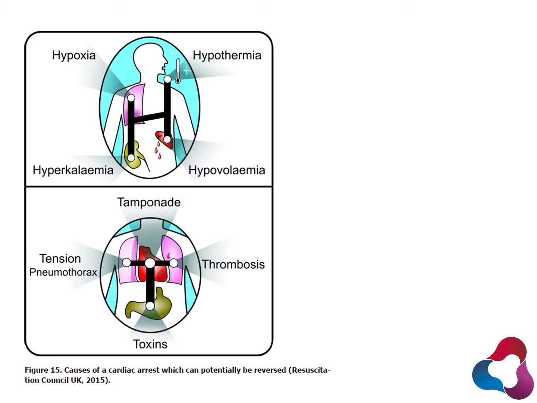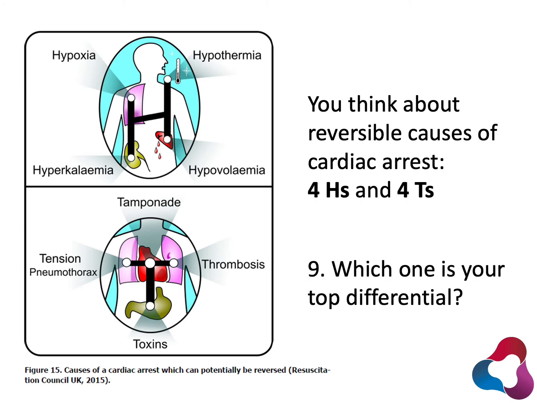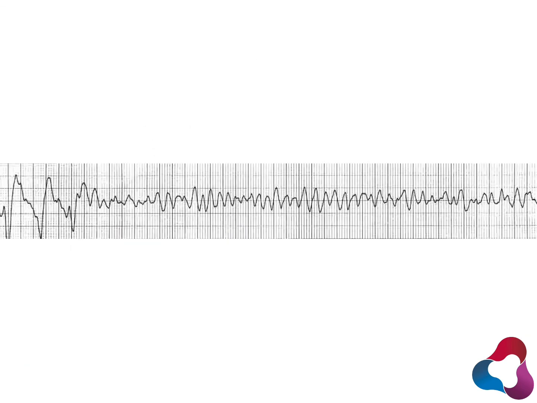consider: hypoxia, hypothermia, hypokalemia, hypovolemia. You think around tamponade, tension pneumothorax and thrombosis and toxins. Question is, which one is your top differential? So my top differential in this case would be thrombosis in the form of a pulmonary embolus. So in your mind, you start to think, how do I treat thrombosis in this case? But you still carry on chest compression because then it's still not at that point yet. But you're thinking this could be thrombosis.